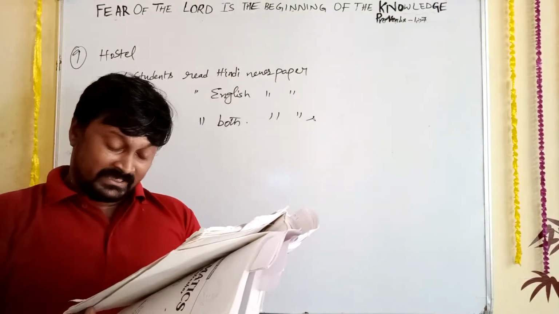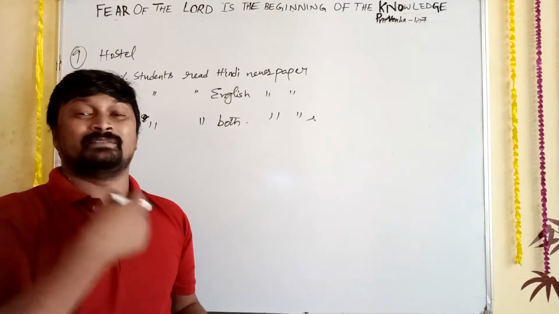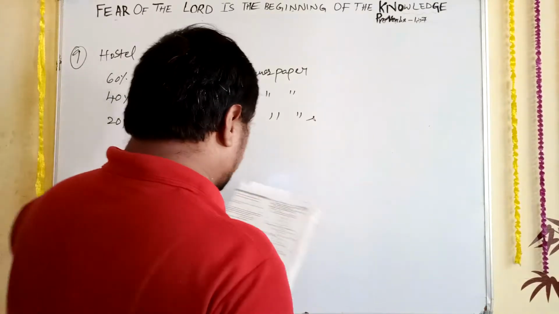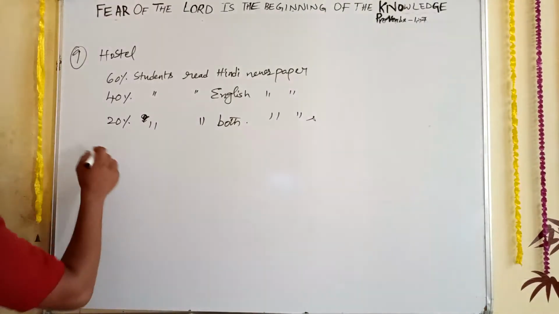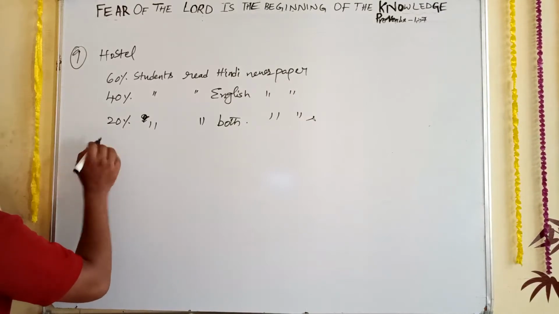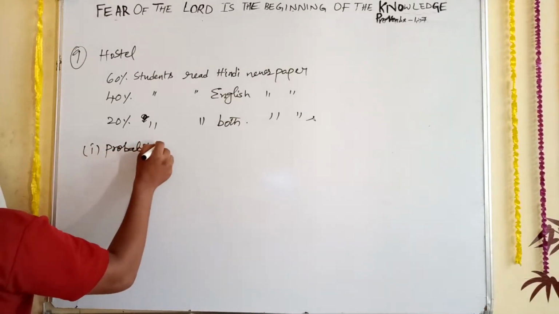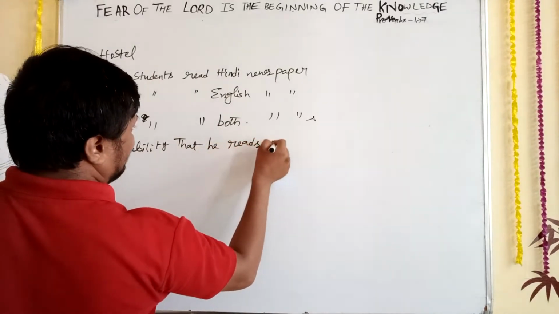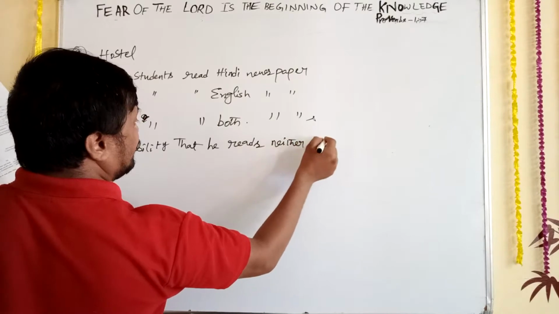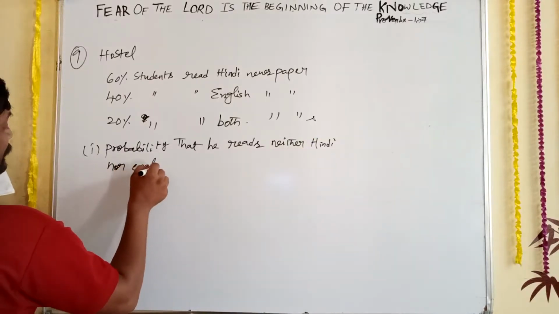Find the probability that he reads neither Hindi nor English. Neither Hindi nor English means he won't read both the newspapers. So the first one is to find the probability that he reads neither Hindi nor English newspaper.